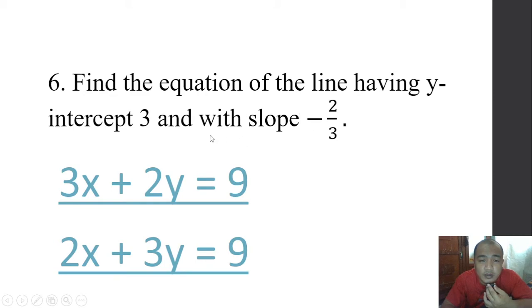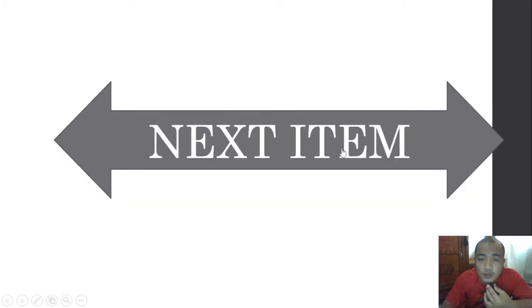If you convert that to ax plus by equals c, what's your answer? Is it that? Try again. 3x plus 2y equals 9 should be 2x plus 3y equals 9, and you will be correct.